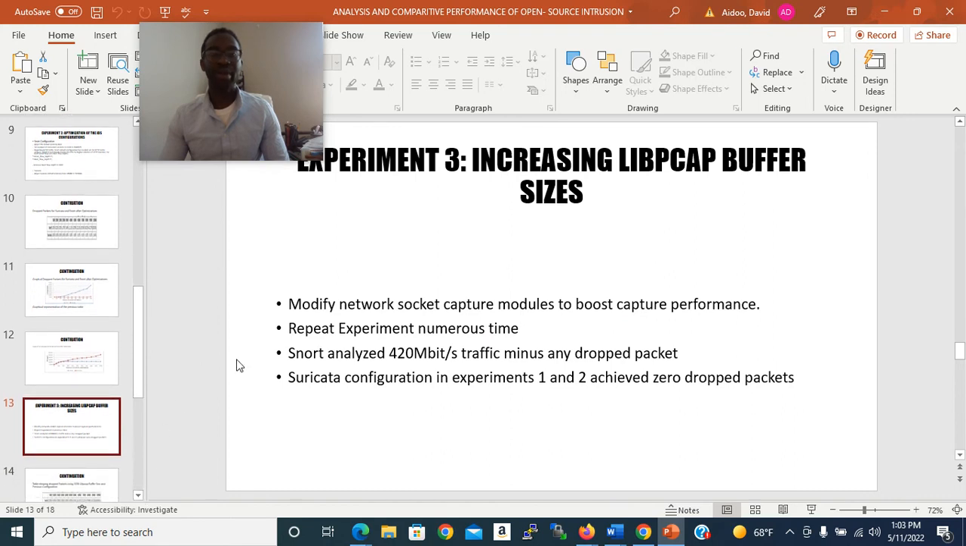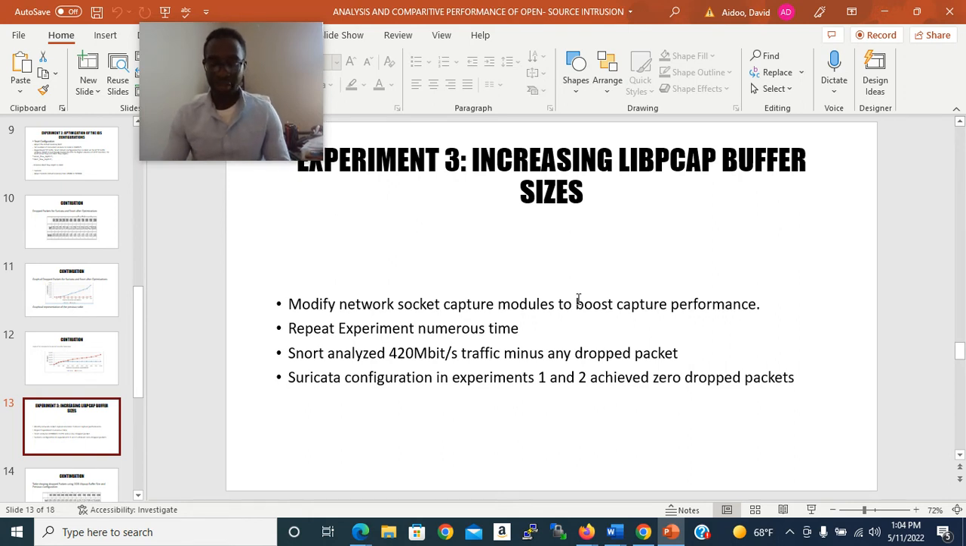So in my third experiment, I modified the network socket capture modules to increase performance. I was able to do this by increasing the libpcap buffer sizes. The libpcap default size is 32 KiB. So what I did is adjust the buffer size to a higher value. We all know that Linux has a max buffer size of 2 GB, but the TC replay system still had memory left. So memory itself was never an issue for this experiment.